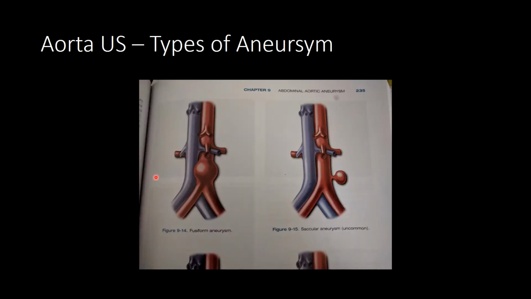The types of aneurysm that will develop on the aorta appear on the left. A fusiform style aneurysm is the vast majority of aneurysms that we will see. Note that there are other types of aneurysm, such as a saccular aneurysm, but these are much less common.